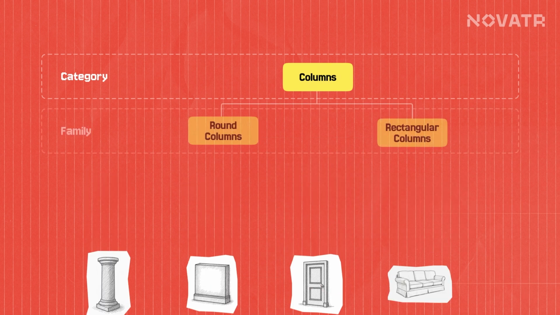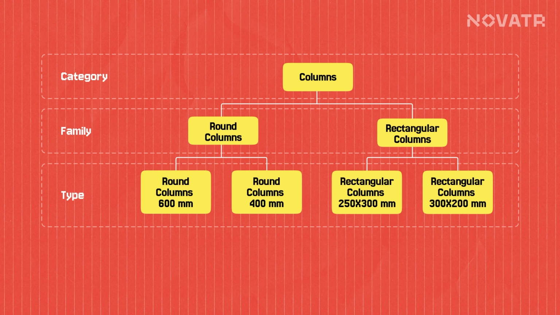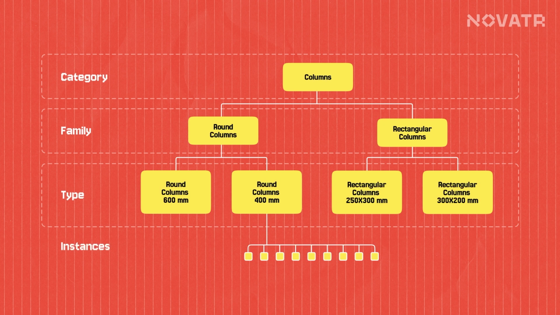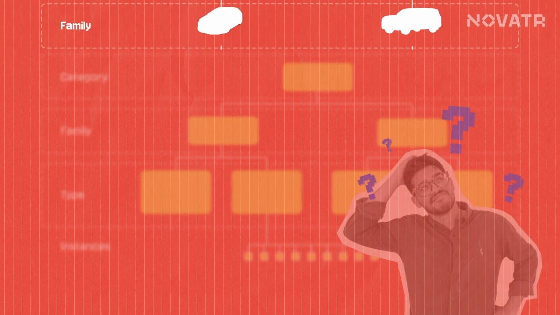Within each category, you have families. For example, the round columns family. Each family has different types, like a round column 600 mm or a 400 mm round column. Finally, you place instances, which are the actual columns you drop into your model. Still confused? Let's talk about cars.